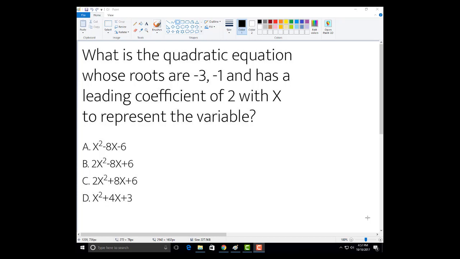So first thing you need to know is this complexity of a problem will not likely be on your GED. You will see quadratic equations on your GED, don't get me wrong, but this is an extremely complex type of quadratic problem that involves you solving it backwards. It's like doing the opposite of solving. You might have to solve them on the GED, but you probably wouldn't have to do this skill.